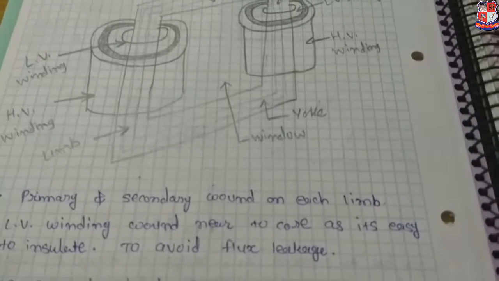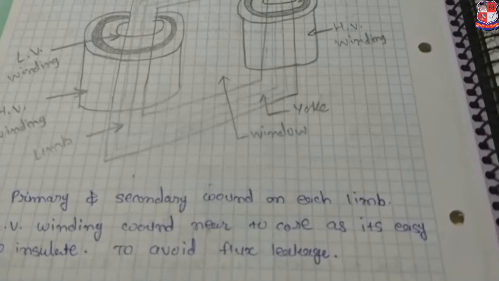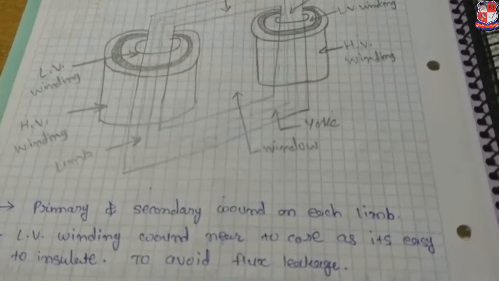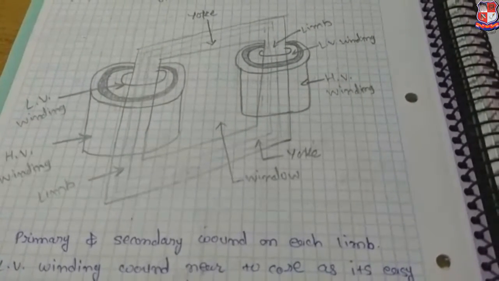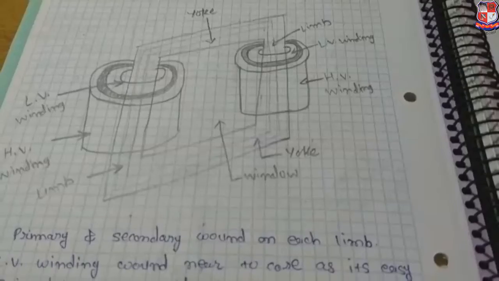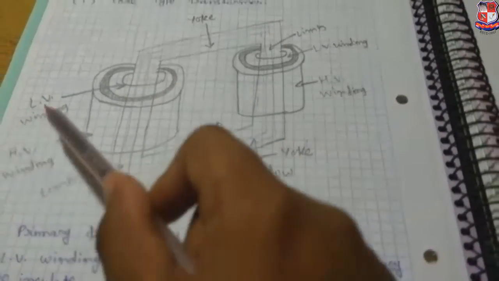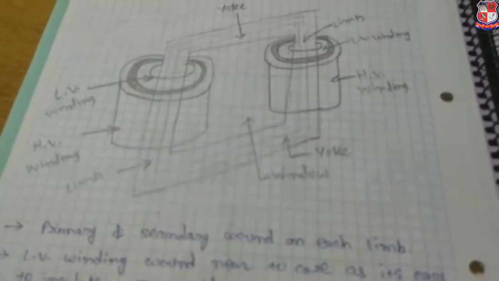LV winding and HV winding. Now if we are discussing the construction of a transformer, let's move to the LV and HV winding. Here there is no primary and secondary winding. Of these two windings, LV and HV, one will be the primary winding and the other one will be the secondary winding.